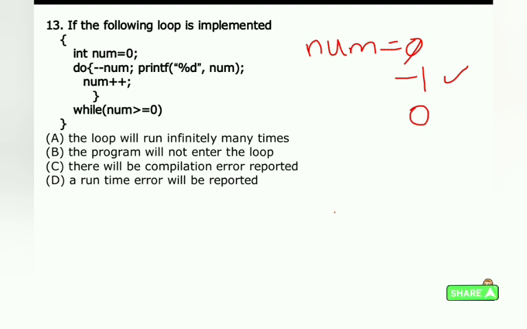After that, it will check the condition here: while number greater than or equals to 0. Since number is 0, which is greater than or equals to 0, the loop continues. So again, it will enter the loop. The loop will continue indefinitely because the condition number greater than or equals to 0 is always true. Therefore, the correct option is option A. The loop will run infinitely many times.